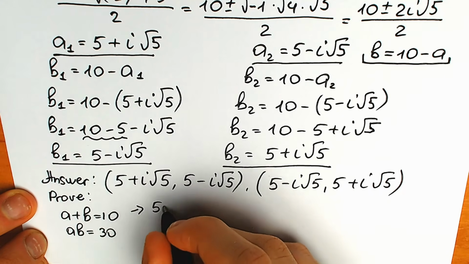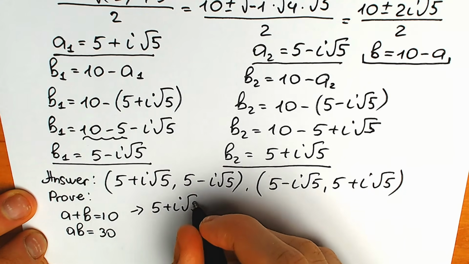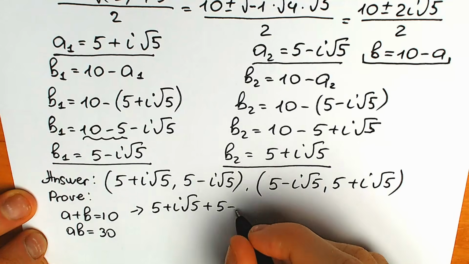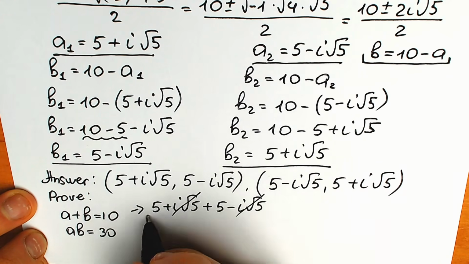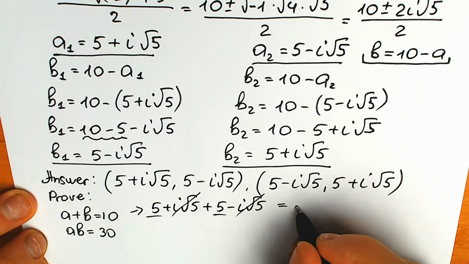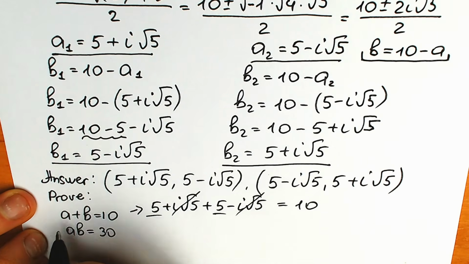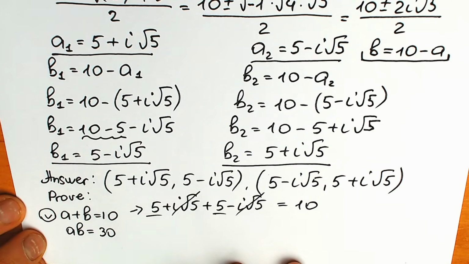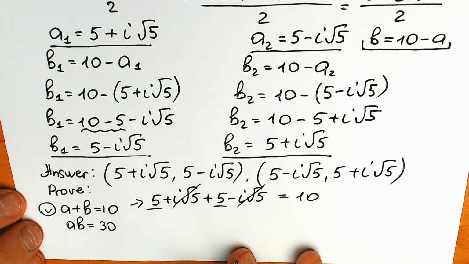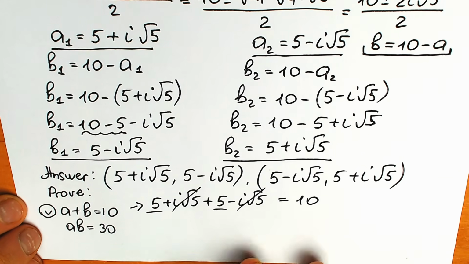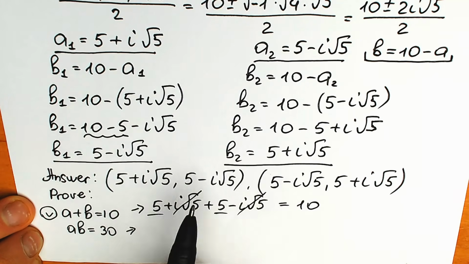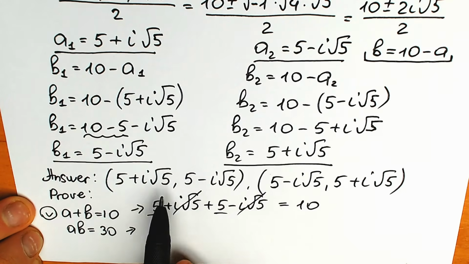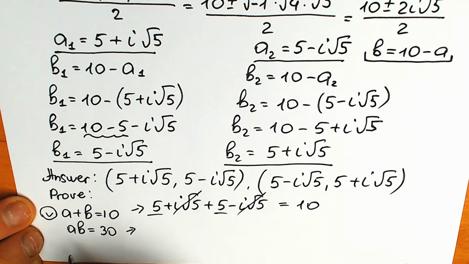So we have 5 plus I square root of 5 plus 5 minus I square root of 5. Real quick, canceling this one. 5 plus 5 equal to 10. So we have 10 right here, so our addition works perfectly. What are we going to do next? Let's check real quick our multiplication. We can check only one of these pairs because right here we have multiplication. So a times b is the same as b times a.